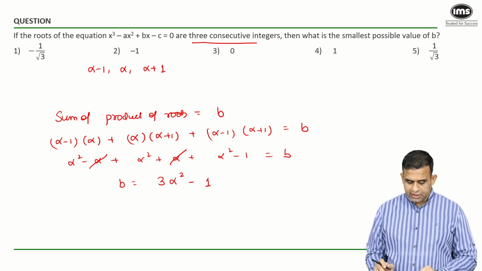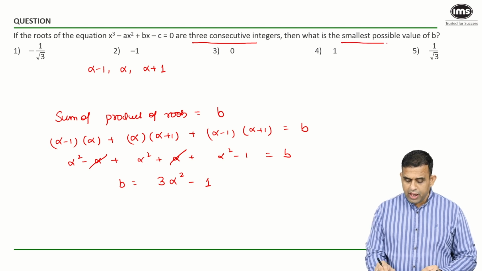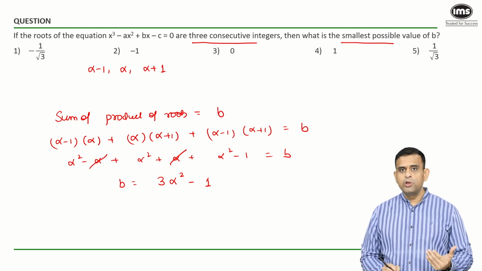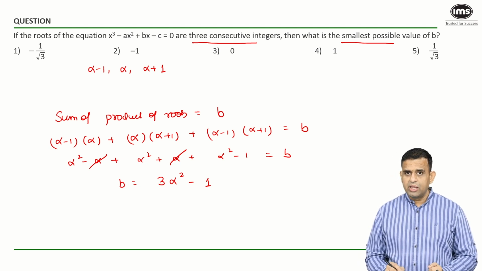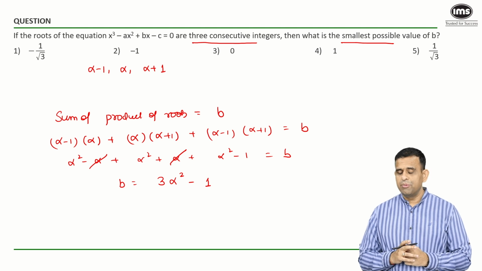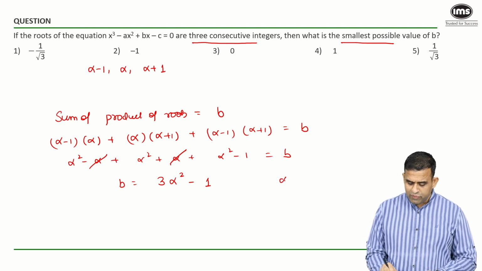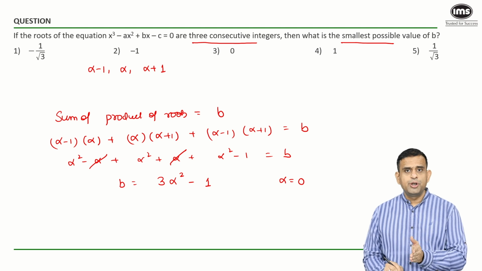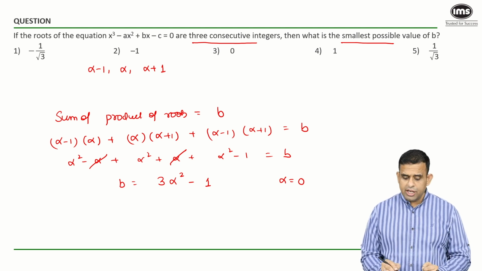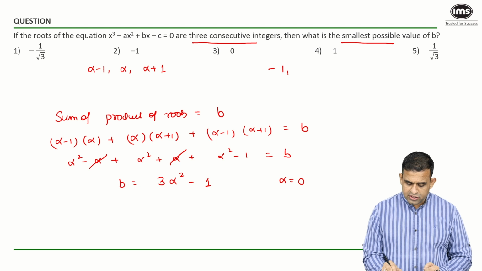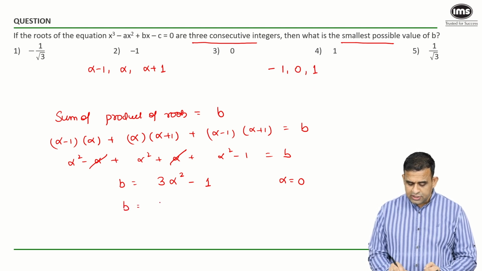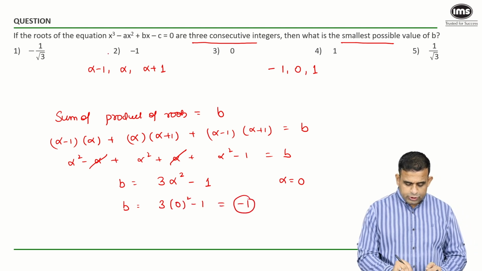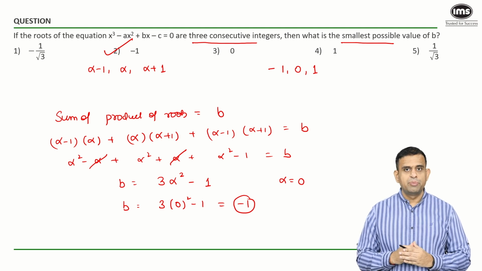And notice one simple thing in this particular case: my objective is to minimize the value of b. Now b is equal to 3 into a square quantity minus 1. If I want to minimize the value of b, then the term 3 into alpha square needs to be minimum. That means the minimum value of alpha should be taken as 0. So my 3 consecutive integers which make the value of b minimum happen to be minus 1, 0 and 1, and that will give you the value of b as 3 into 0 square minus 1, giving you negative 1. Hence one can choose to mark option number 2 as the answer for this particular question.